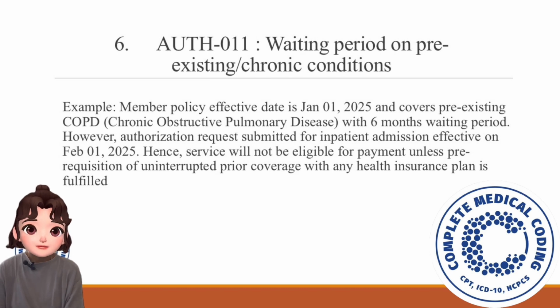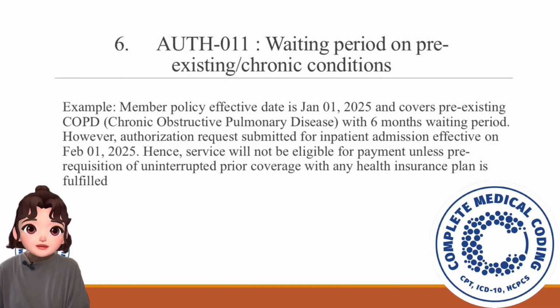Now, what is the sixth one? AUTH 011. It means waiting period on pre-existing or chronic conditions. Let's discuss it with an example. Member policy effective date is Jan 1st, 2025 and covers pre-existing COPD. We are just taking an example with COPD because it's a pre-existing and chronic condition. Okay, chronic obstructive pulmonary disease. And it covers pre-existing COPD with a 6 months waiting period. So it means the policy was effective on Jan 1st, but the patient has coverage of COPD only after 6 months. That is what it means.